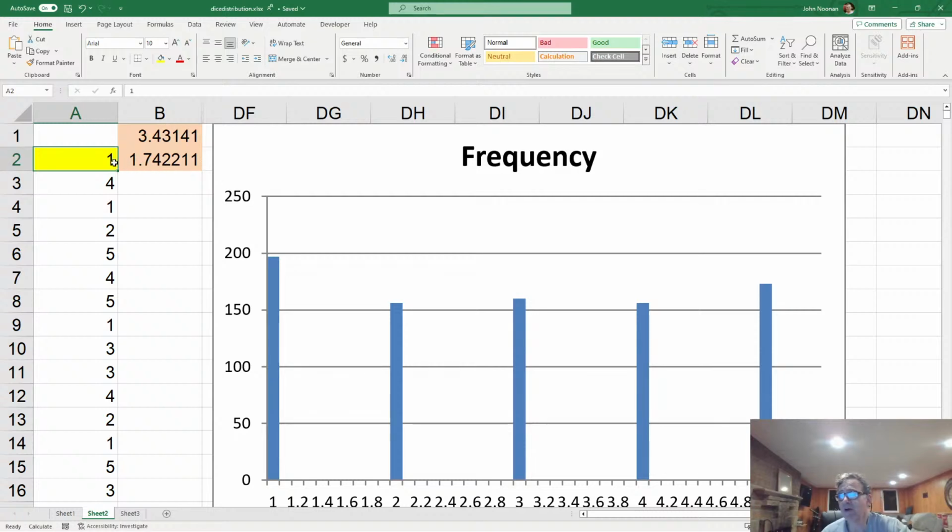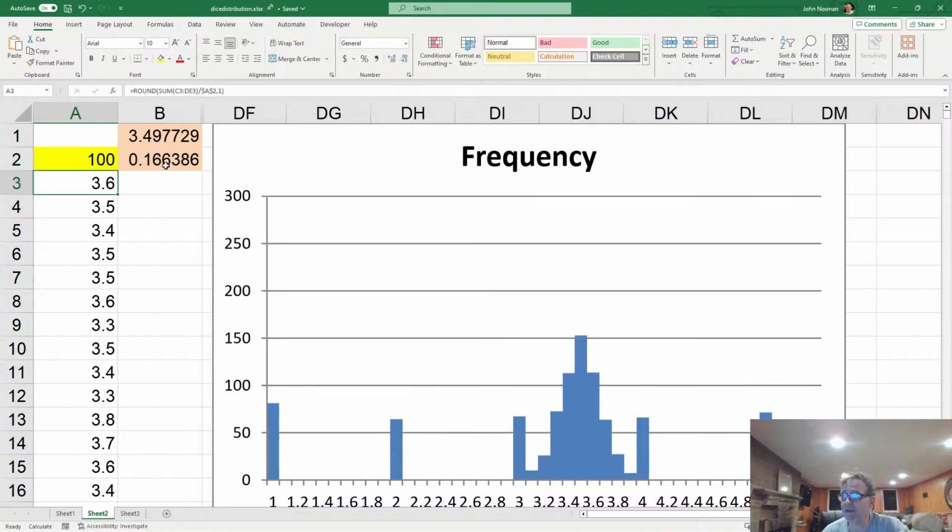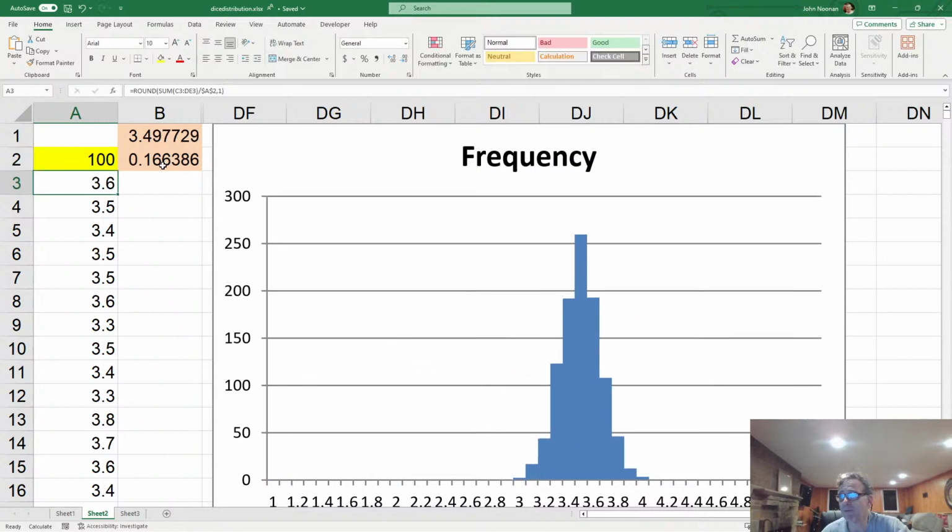When I roll this 100 times, according to the central limit theorem, the mean should stay the same, but the standard deviation should be reduced by a factor of the square root of 100. I hope you know the square root of 100. If you don't, I'll tell you, it's 10. So this should be reduced by a factor of 10. Let's go ahead and see what happens. Sure enough, we went from 1.7 to about 0.17.